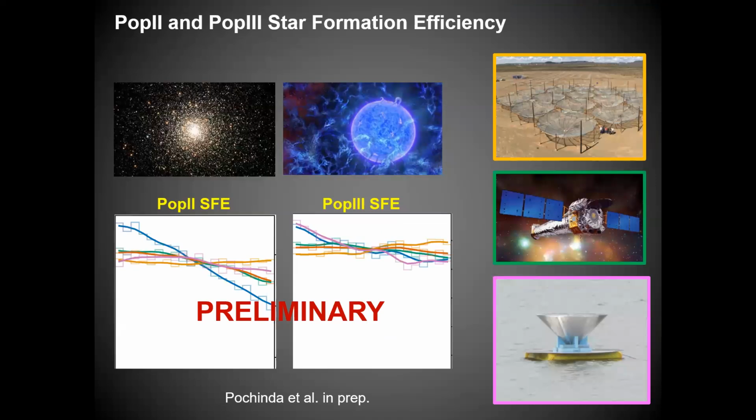Just to end here, another work in preparation is where we try to see if current data can actually tell us something about these very first stars. And here we show star formation efficiency in population 2, so chemically enriched stars, versus population 3 stars. And again, there are slopes in these probabilities, so we can learn something. And I'll stop here. If you are curious, you can ask me about more details offline. So thank you.